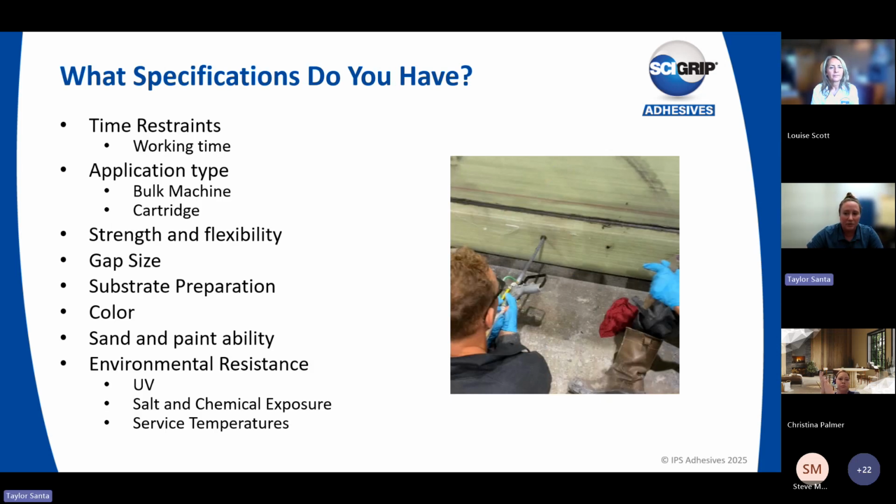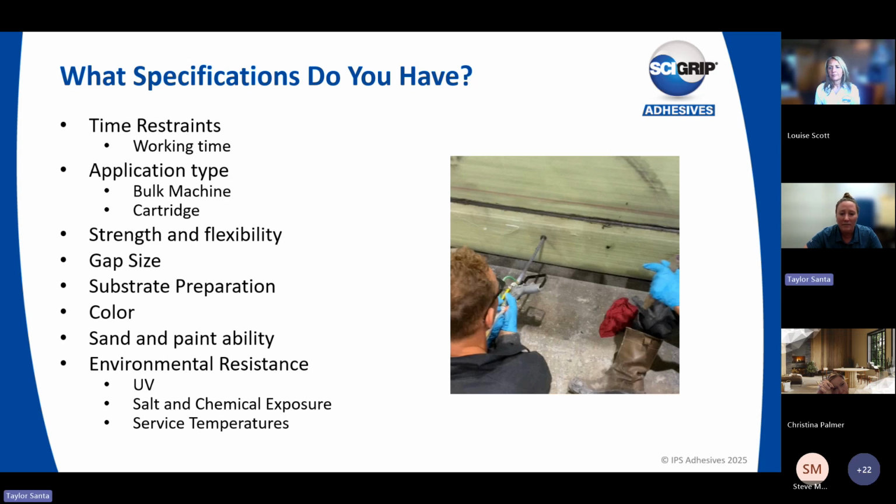Some common specifications you will need to really understand as a customer, and know what they're really looking for and why it's important, are time restraints; the type of application the customer wants to use, whether it's mixing by hand, using a bulk machine, or mixing through a cartridge; how much strength and flexibility the part will actually need to endure; the amount of vibration in the final part; the gap size that will need to be filled in the part design; how much substrate preparation the customer is willing to do before bonding; the final color of the adhesive; and any post-cure work that needs to be performed, such as sanding, painting, powder coat process, high heat paint bake cycles, anything like that.